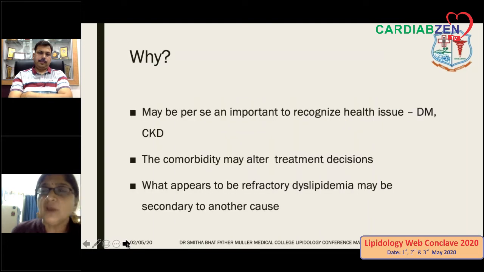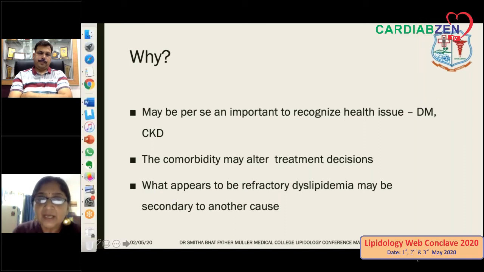Now, why is it so important to do this? Why should we know that there is something underlying? For several reasons. One is, it may be an important health issue anyway to recognize. Of course, we would know that the patient has diabetes. We would know that the patient has CKD. But sometimes the underlying diagnosis may not be so clear.